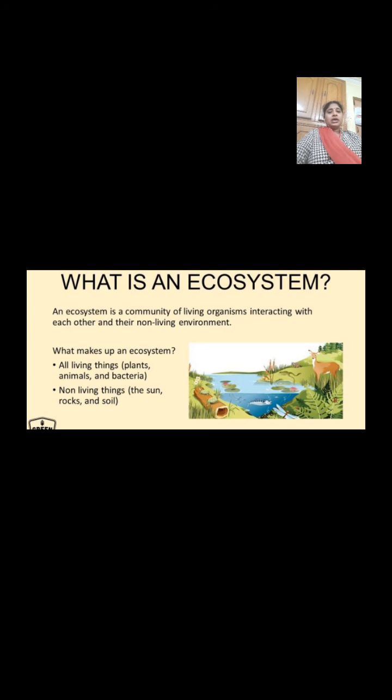So what makes up the ecosystem? Living things and the non-living environment. Living things include plants, animals, microorganisms and all. And non-living things include sunlight, water, temperature, soil, etc. Okay, so did you get an idea of what is meant by an ecosystem?